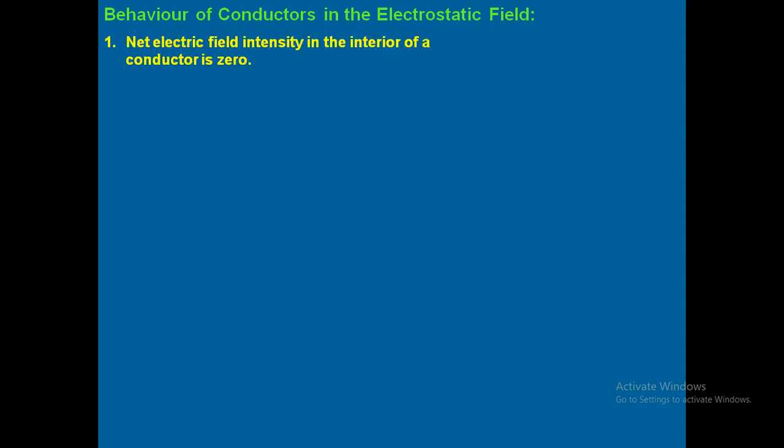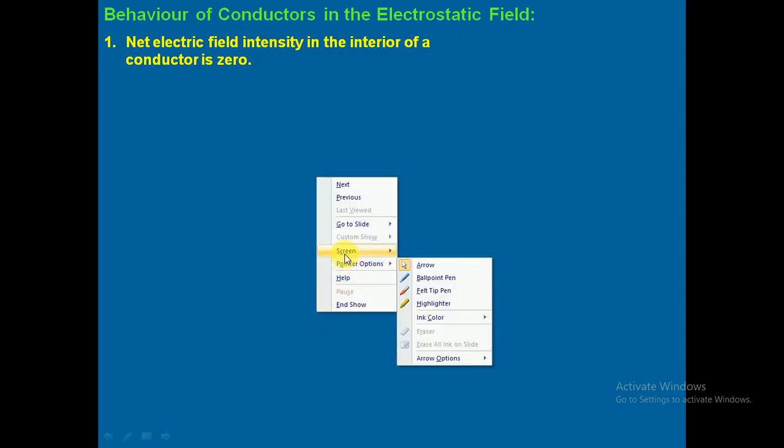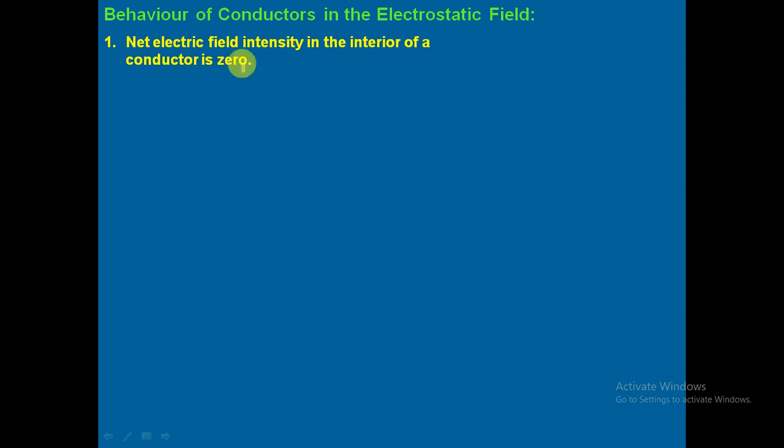So let us see. First is the net electric field intensity in the interior of the conductor is 0. Means when the conductor is placed in the electrostatic field, then field intensity in the conductor will be 0. Means there won't be any field existing inside the conductor. So net electric field would be 0 inside the conductor when it is placed in the electric field.